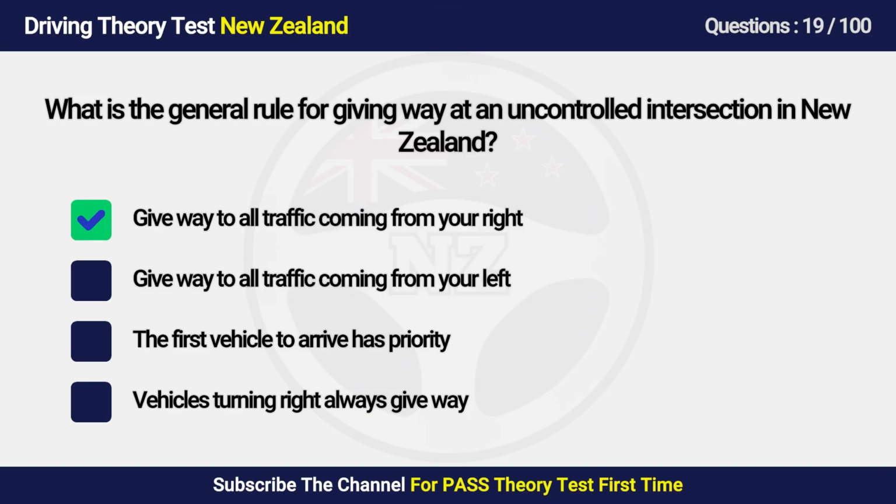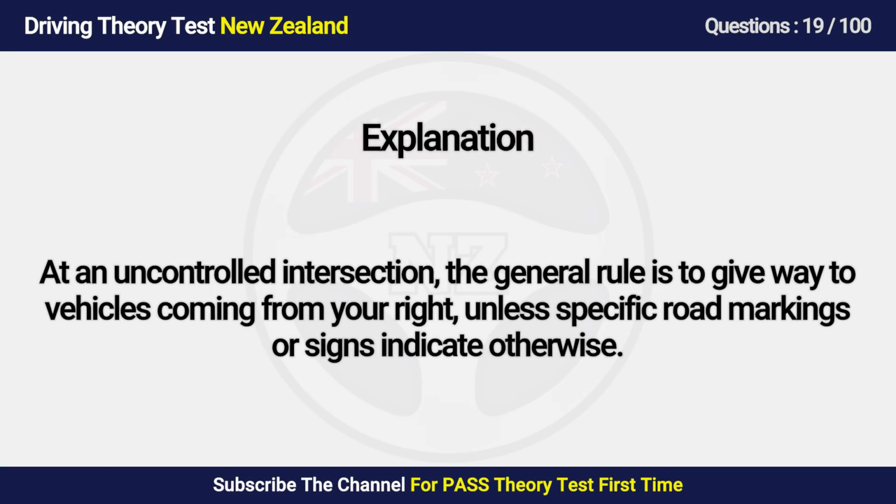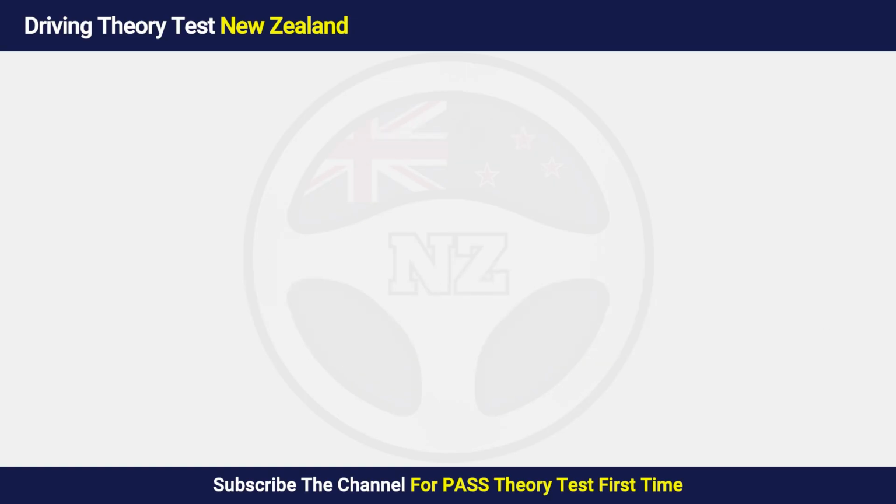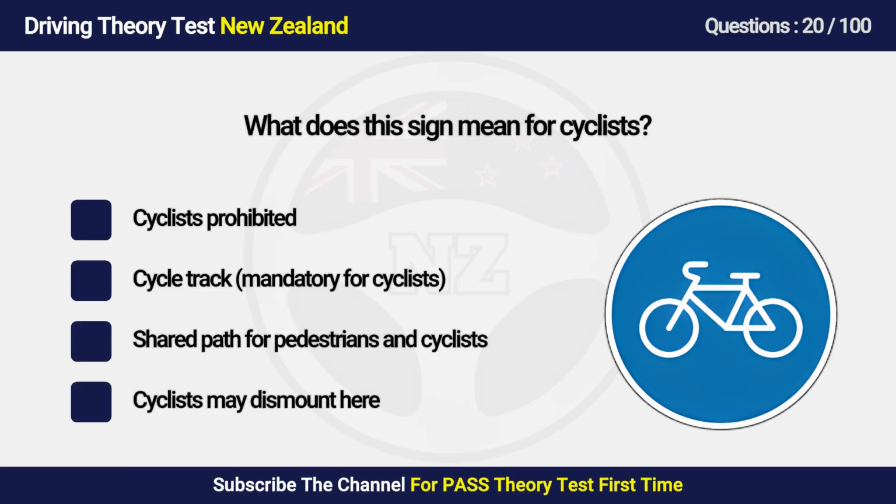Answer is A. Give way to all traffic coming from your right. At an uncontrolled intersection, the general rule is to give way to vehicles coming from your right, unless specific road markings or signs indicate otherwise. Question 20. What does this sign mean for cyclists? A. Cyclists prohibited. B. Cycle track mandatory for cyclists. C. Shared path for pedestrians and cyclists. D. Cyclists may dismount here.